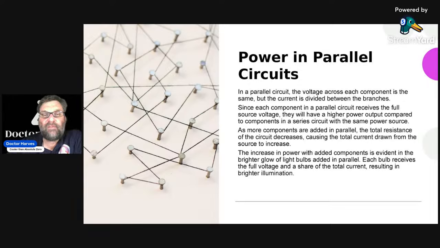And then finally, power in a parallel circuit. In a parallel circuit, the voltage across each component is the same, and you're sharing the current between the branches. Since each component in a parallel circuit receives the full voltage from the battery, it will have a higher power output compared to the components in a series circuit. That's why you have brighter lights in the house than on the Christmas tree. The more components you add in parallel, the more the resistance goes down, and you can see this increase in power because you get brighter lights. That's usually a classic question in these kinds of exams.